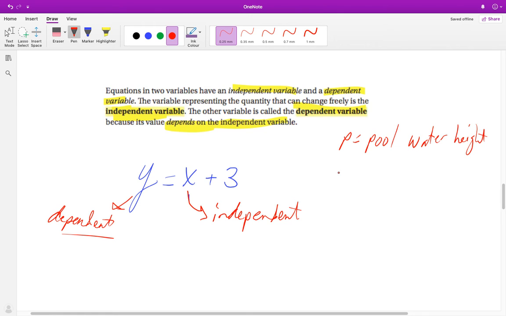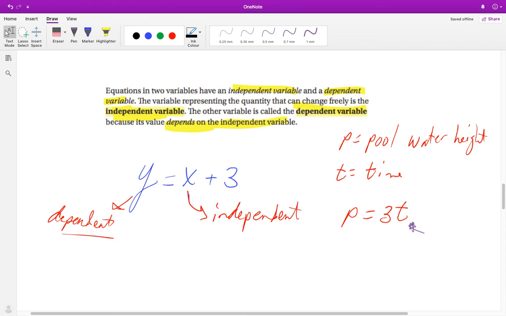And I can say T is going to represent time. And I can say that our pool is filling up with 3 liters per minute. So our equation would be 3 is equal to PT. In this example, our independent variable will be our time, right?